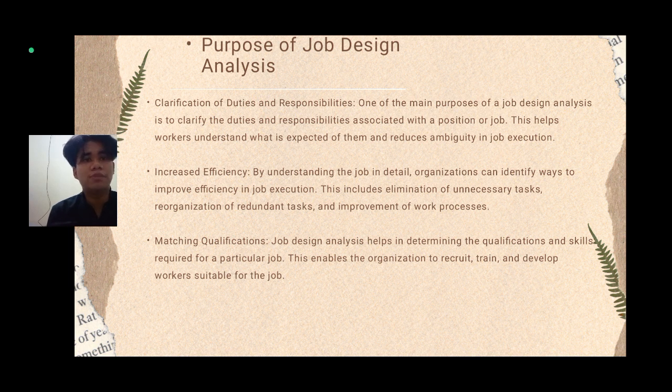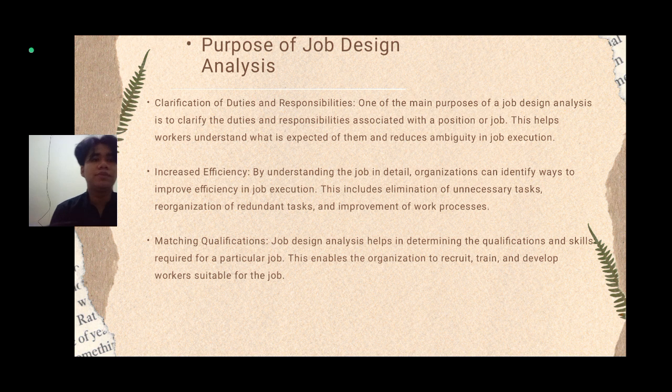of duties and responsibilities. One of the main purposes of job design analysis is to clarify the duties and responsibilities associated with a position or job. This helps workers understand what is expected of them and reduces ambiguity in job execution. And then increased efficiency.